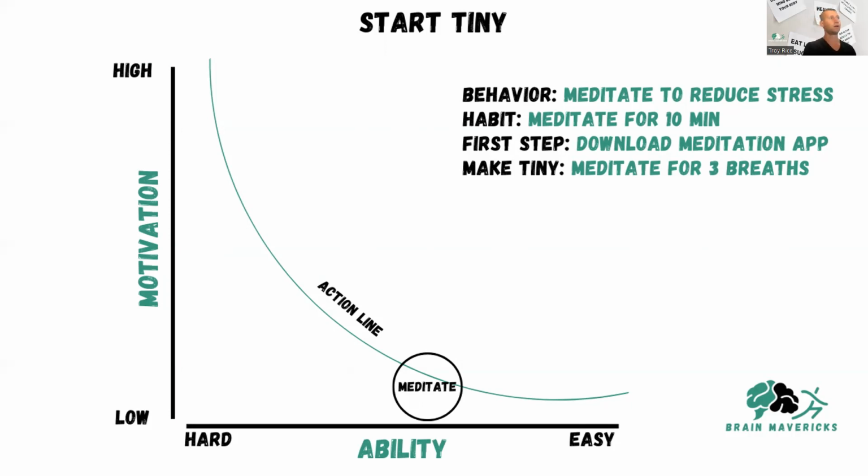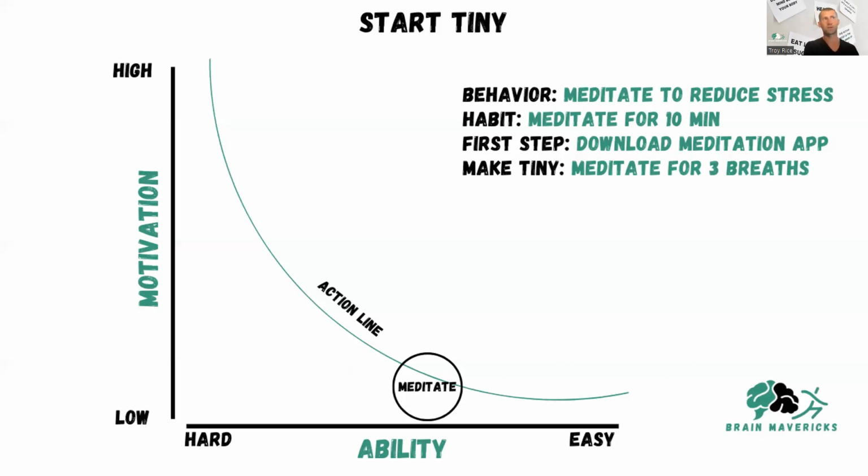And so here is the map that you saw earlier in this program that shows you the matching of your motivation, your ability, and then the action line of where you play. I wanted to go through the example that we just shared so that you can see how this would map out for you. The behavior is meditate to reduce stress. So I took one of those behavior bubbles, meditate.